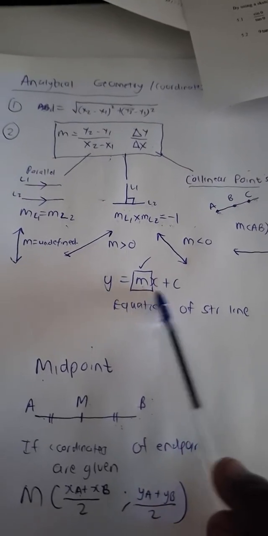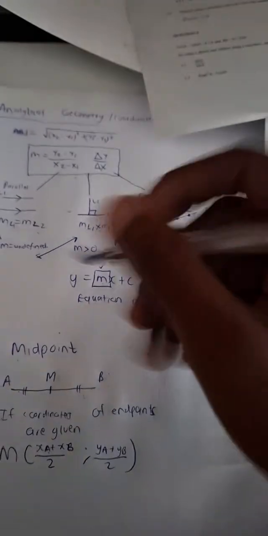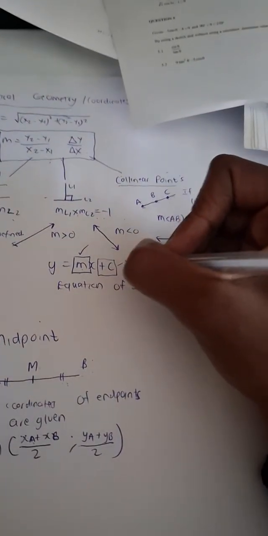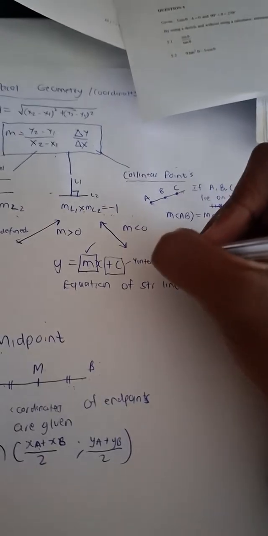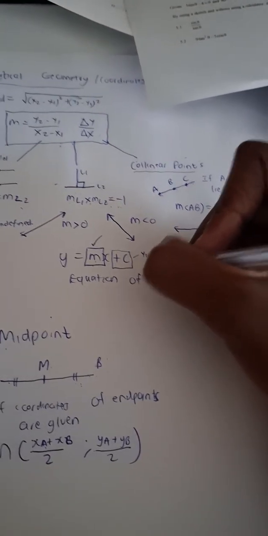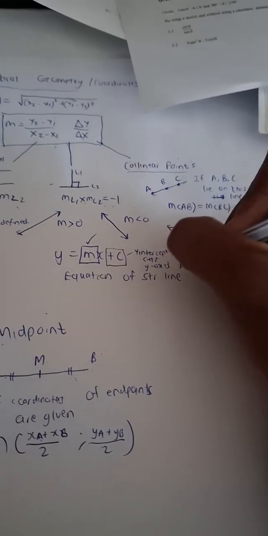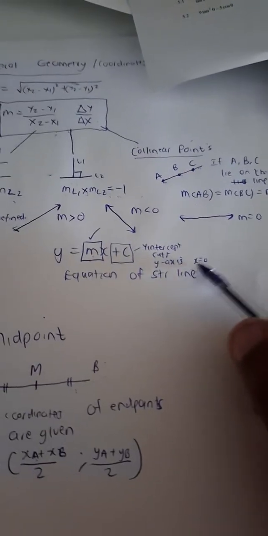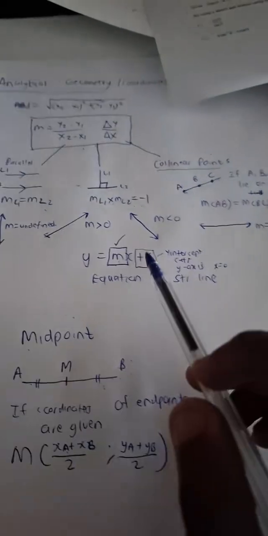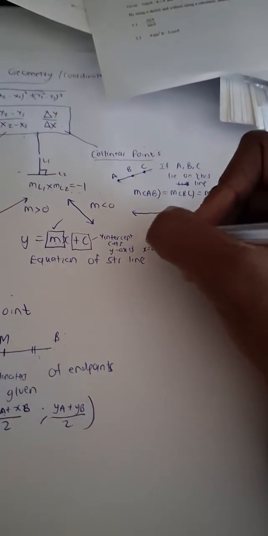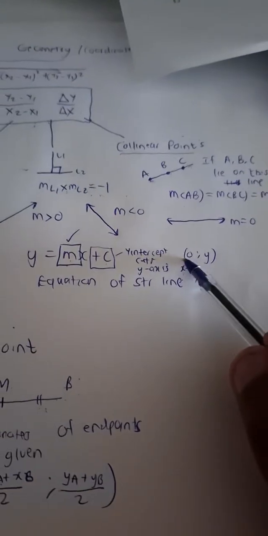Y is equal to mx plus c. How to find the equation of a straight line? We know we need the gradient and we need the y-intercept. We call this c value the y-intercept, where the graph cuts the y-axis. There we know that x is equal to 0. The y-intercept is the point where x is equal to 0. So the c value is the y value for the y-intercept, okay? But x is always going to be what?